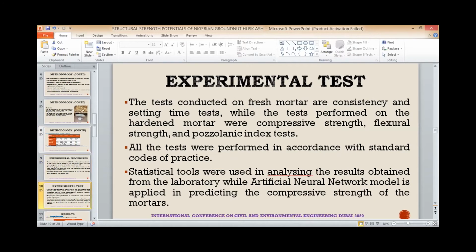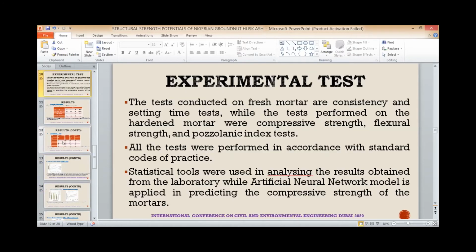Testing. Tests conducted on fresh mortar are consistency and setting time tests. Tests on hardened mortar were compressive strength, flexural strength, and pozzolanic index tests. The tests were performed in accordance with standard codes of practice. Statistical tools were used in analyzing the results obtained from the laboratory, while the artificial neural network model was applied in predicting the compressive strength of the mortars.